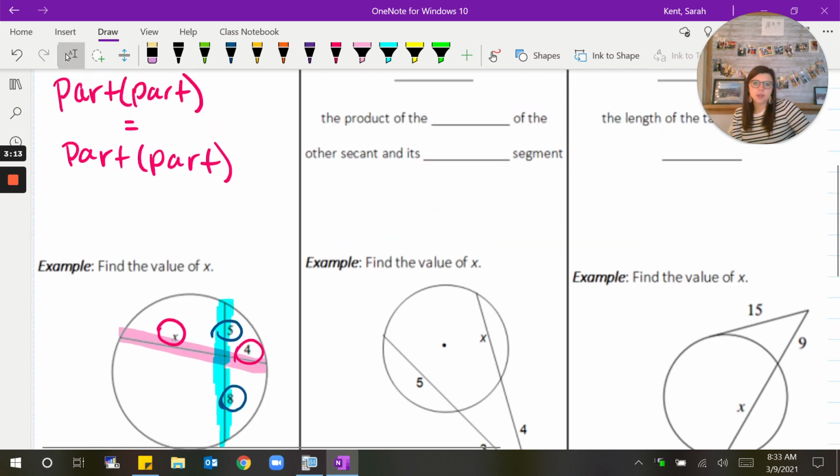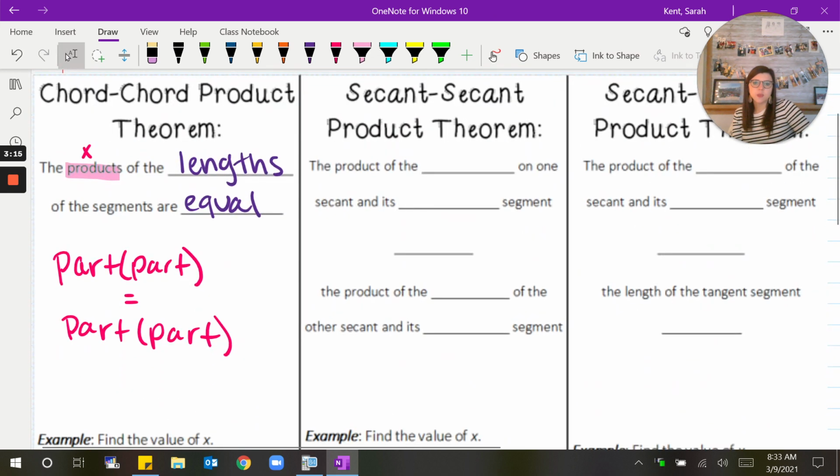All right, let's look at number 2. This one is the secant product theorem. So here we've got two secants that we're going to be looking at. So if you remember a secant, it has 2 points on the circle, but it goes past the circle. So we're going to have parts that are outside of our circle.